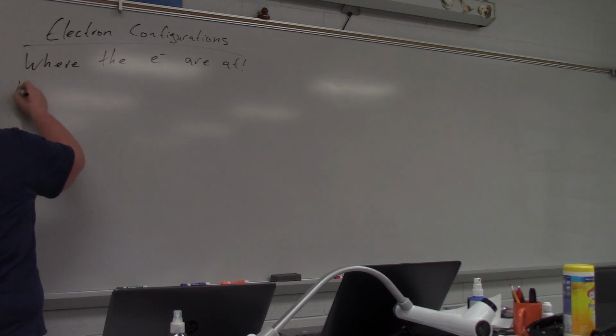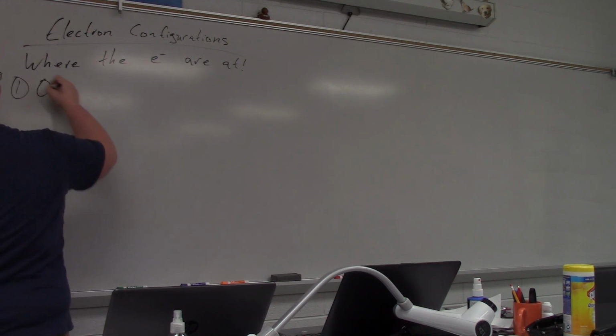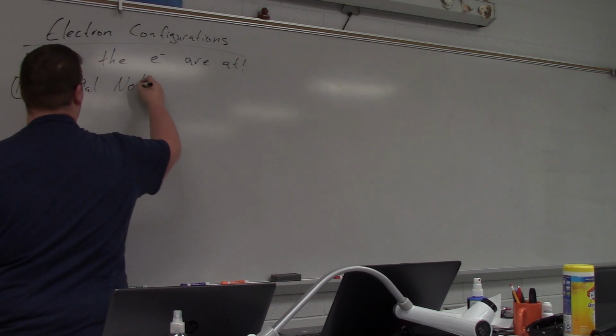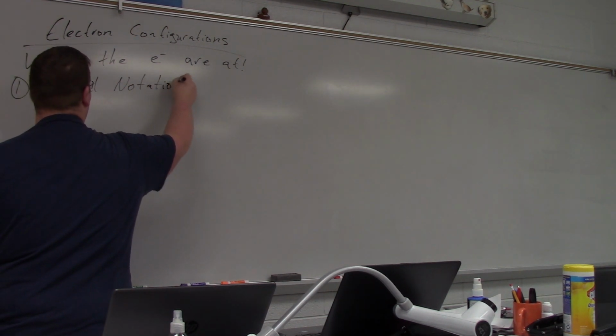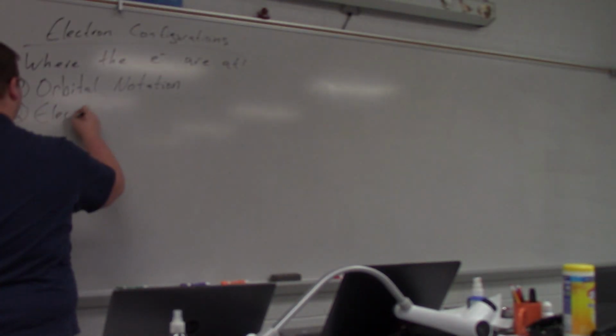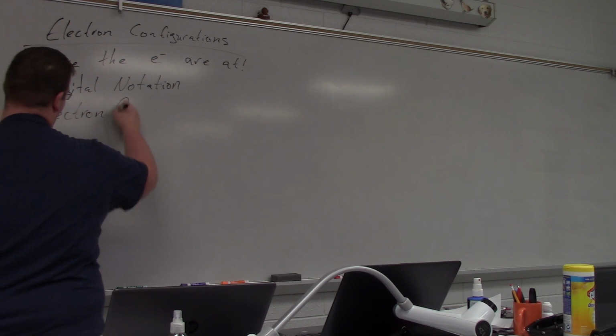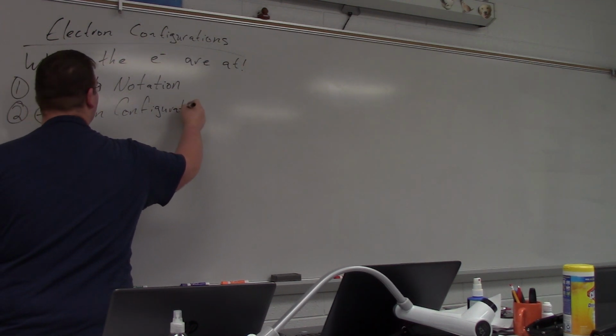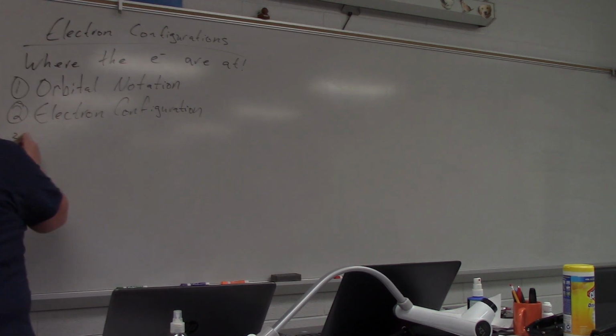So this is a little foreshadowing. The first one is what we call orbital notation. The second one is called electron configuration. And the third one is what we call noble gas configuration.